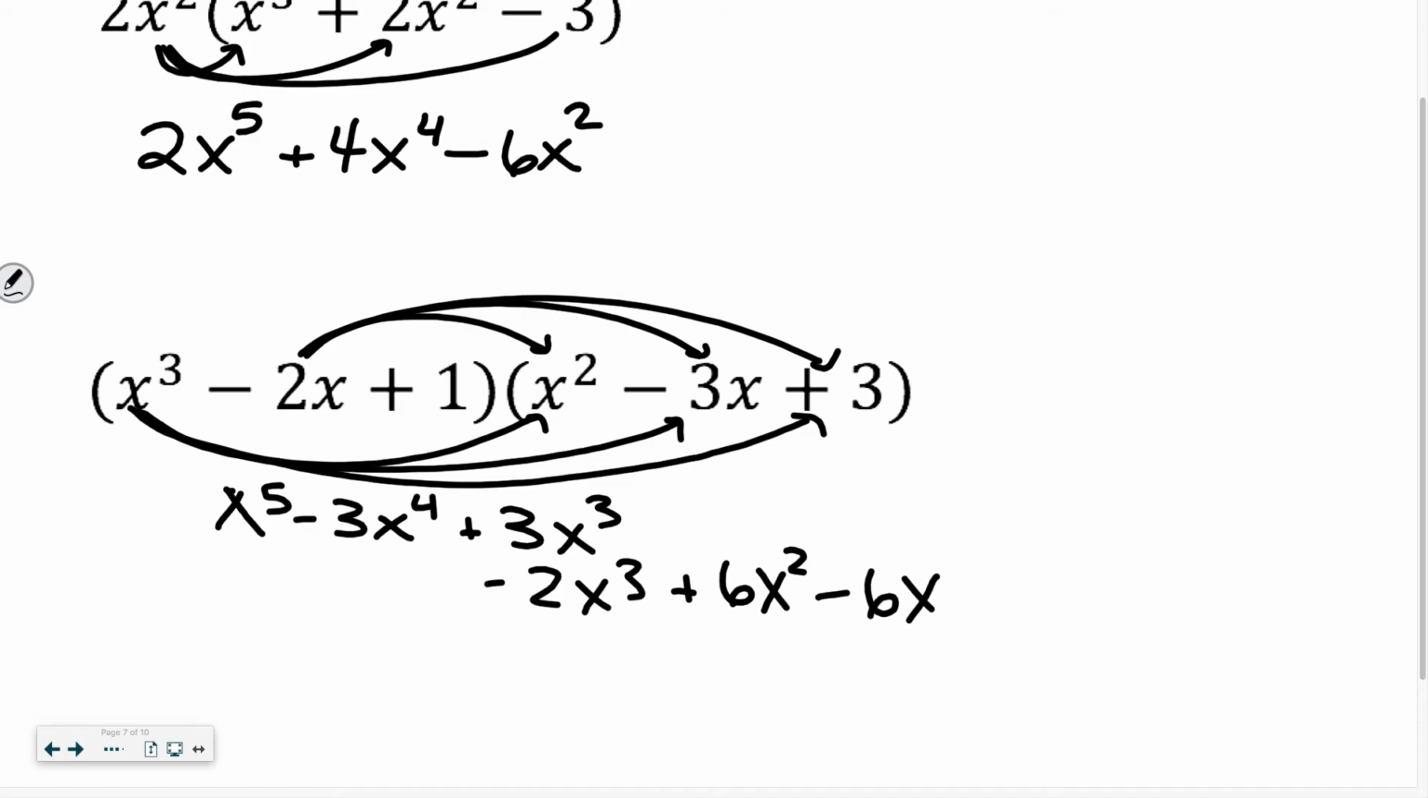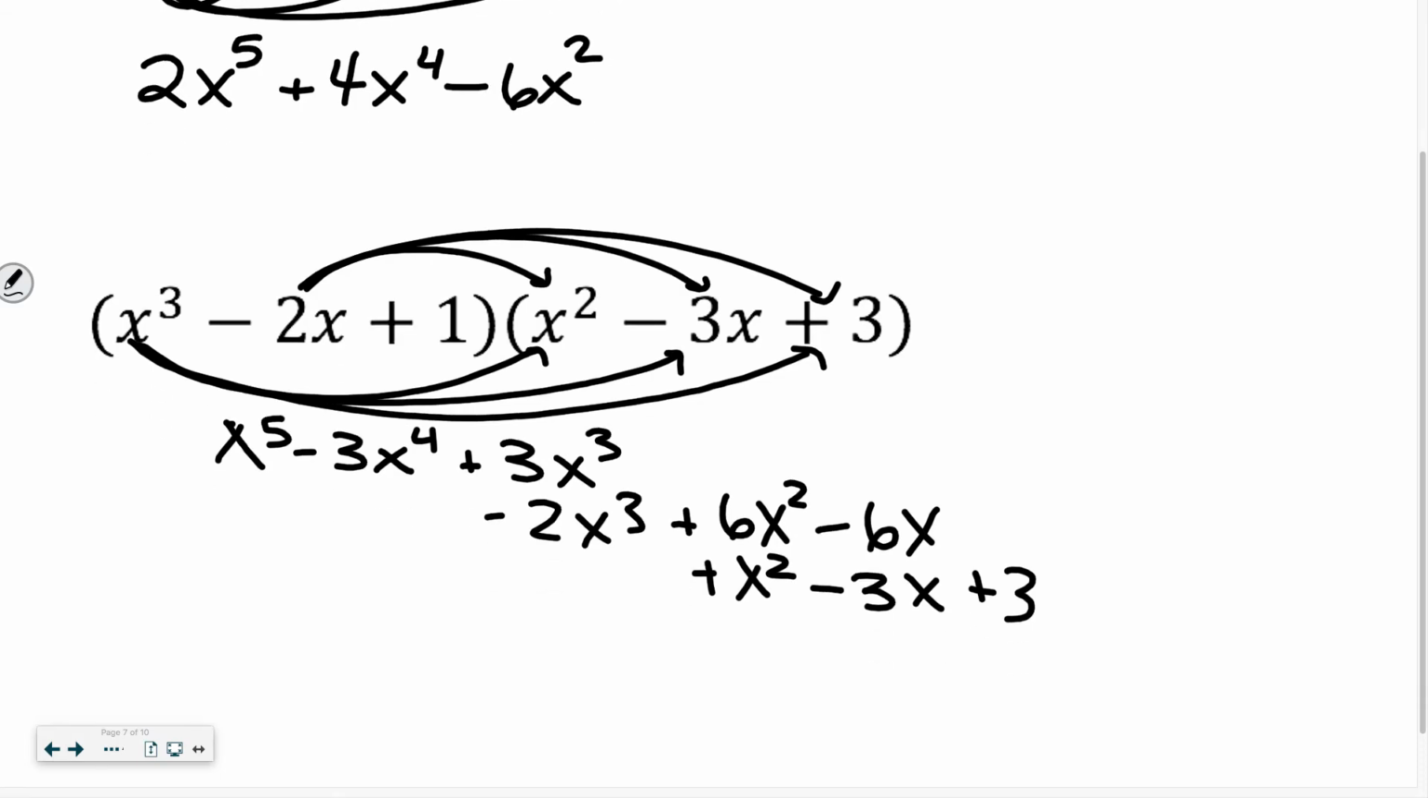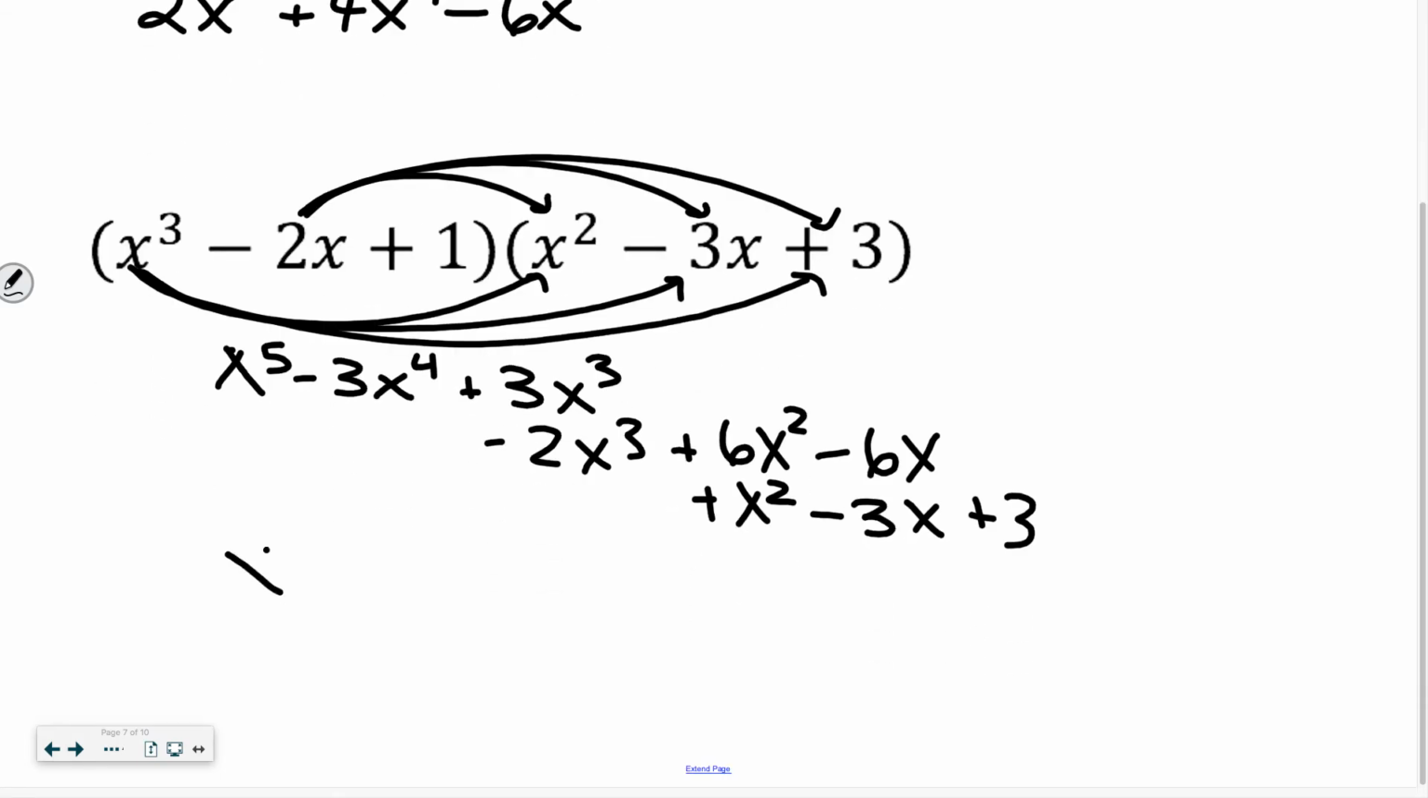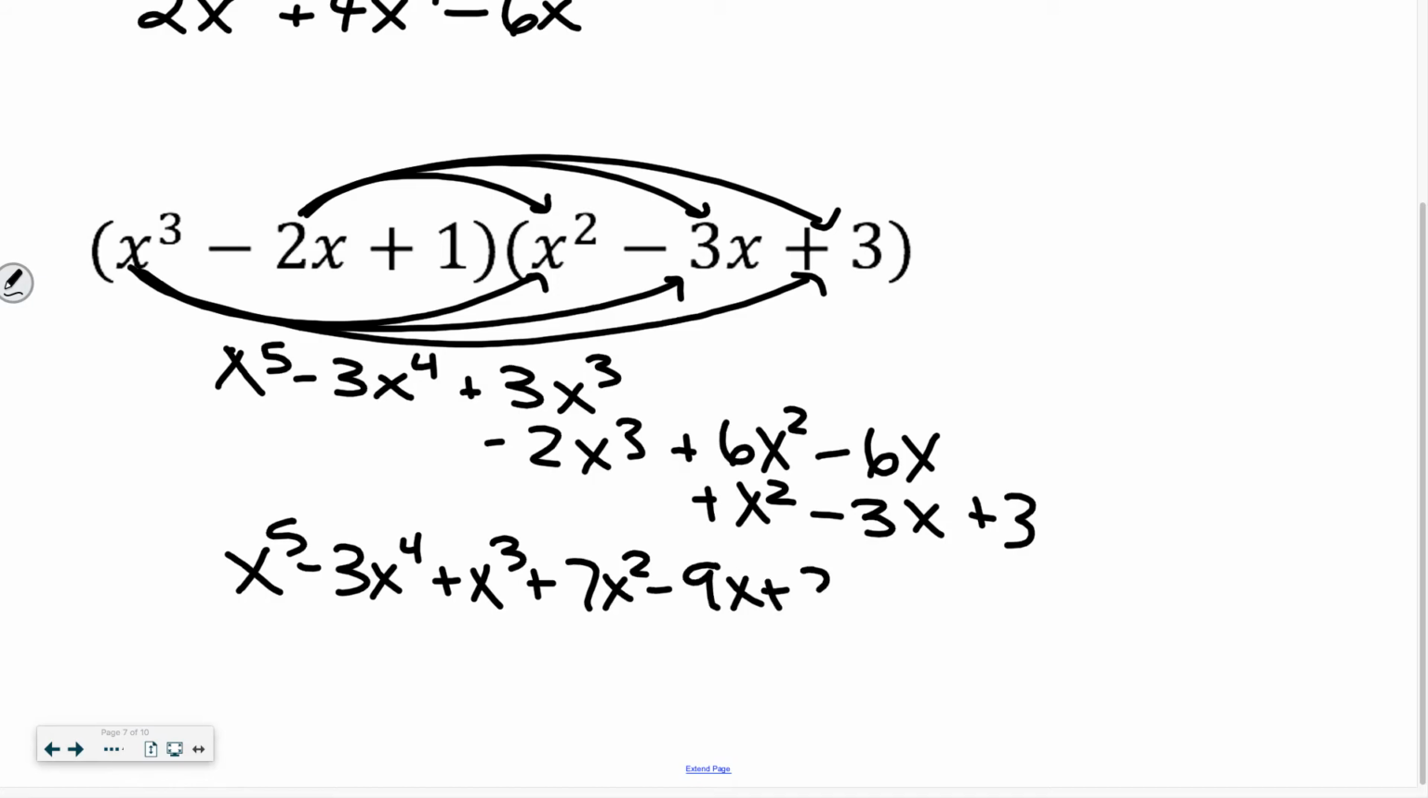And then I can do the same thing when I distribute the 1. So I'll get plus 1x squared minus 3x and plus 3. Okay, so at the very end of that, I would go through and combine all my like terms. X to the 5th minus 3x to the 4th plus x cubed plus 7x squared minus 9x plus 3.